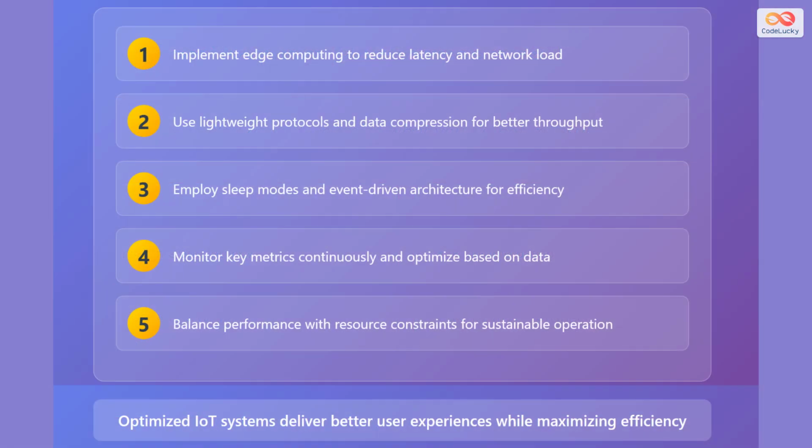Let's summarize the best practices for IoT optimization. First, implement edge computing to reduce latency and network load. Second, use lightweight protocols and data compression for better throughput. Third, employ sleep modes and event-driven architecture for efficiency. Fourth, monitor key metrics continuously and optimize based on data. Fifth, balance performance with resource constraints for sustainable operation. By following these practices, your optimized IoT systems will deliver better user experiences while maximizing efficiency.